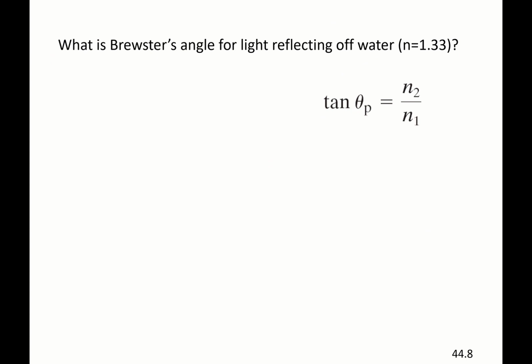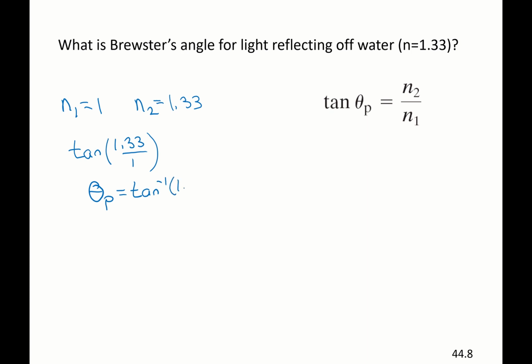So if I do a quick example, what's Brewster's angle for light reflecting off water? Well, in that case, N1 is air, N2 is water, 1.33. And so the tangent of the angle is going to be 1.33 divided by 1. And so Brewster's angle is going to be the inverse tan of 1.33, or 44.8 degrees.